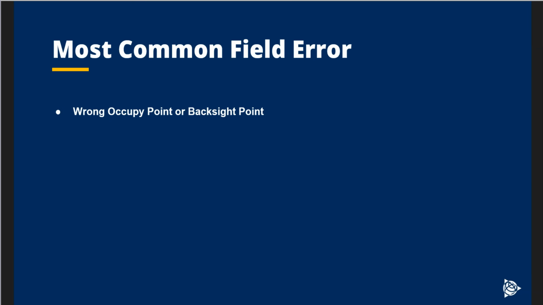Wrong occupy point. This is the hardest one to identify, and that's a wrong backside point. Very difficult to identify, right? So that one's probably your worst nightmare. But you can get it if good notes were taken and you look carefully at the data. You can find it and fix it.